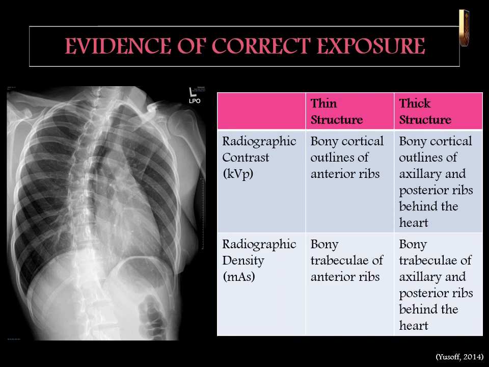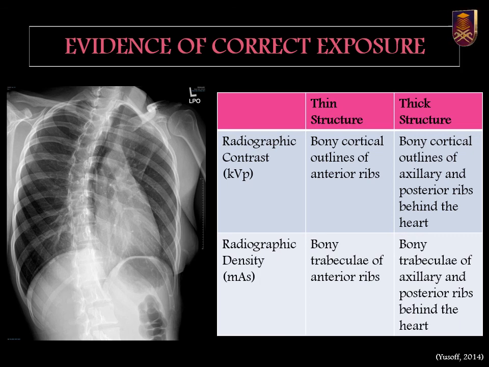As a general rule for each radiographic image, beam penetration, contrast and density should be optimal to demonstrate the structure of interest. For oblique projection of the rib, correct kVp and beam penetration is indicated by optimal radiographic contrast. This can be assessed by seeking the evidence of visualization of the bony cortical outline of the thin structure, which is the anterior rib, as well as of the thick structure, which is the axillary and posterior ribs behind the heart.